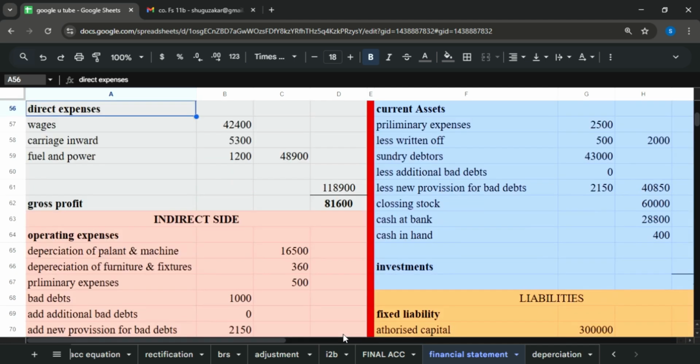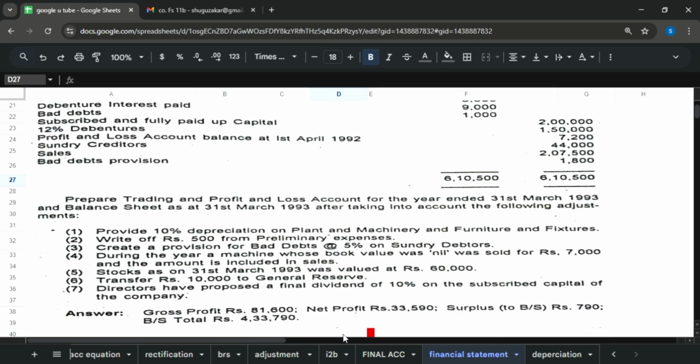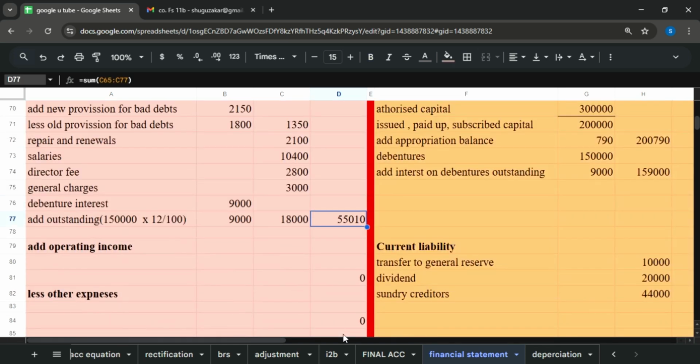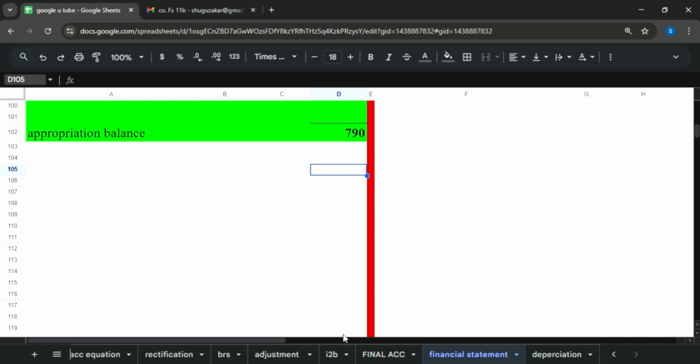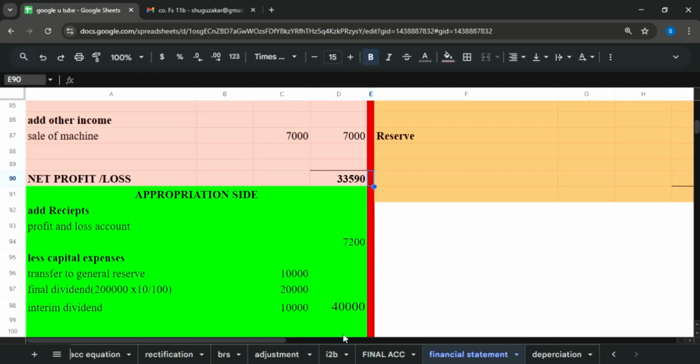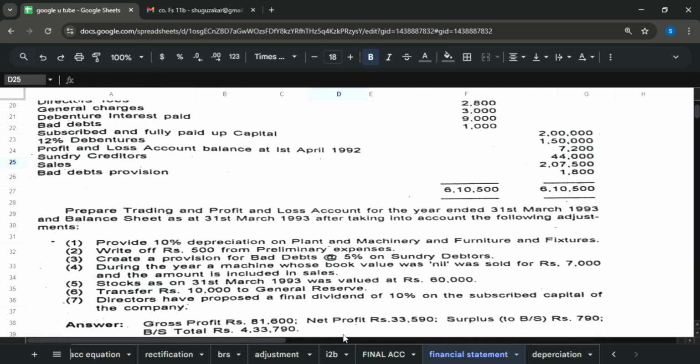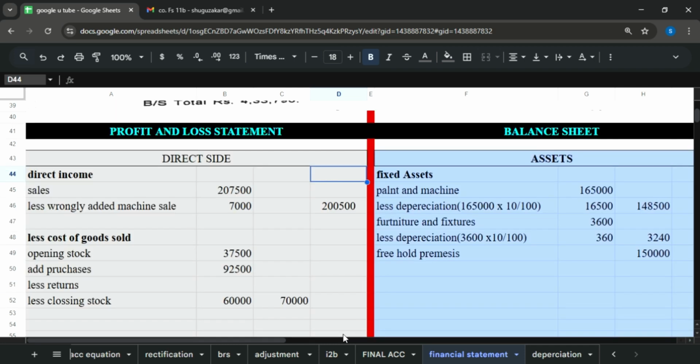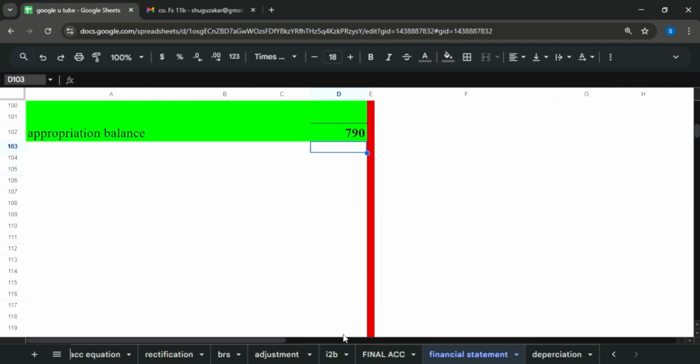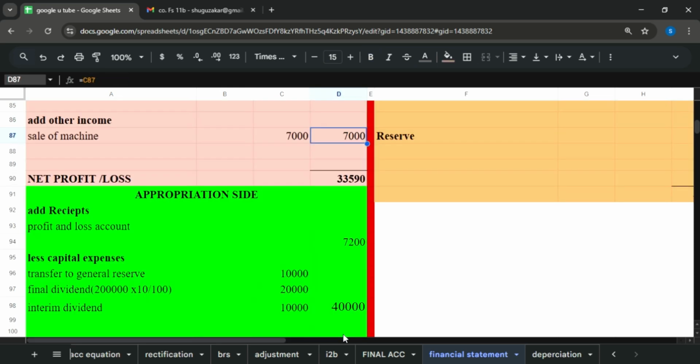81,600 gross profit, and you can see over here 81,600. This is your gross profit, and then we have got net profit of 33,590, and here 33,590. This is your net profit, and the appropriation answer you can see 790, and the final answer, look at here, 790 was your appropriation, and we've seen the balance sheet answer as well.